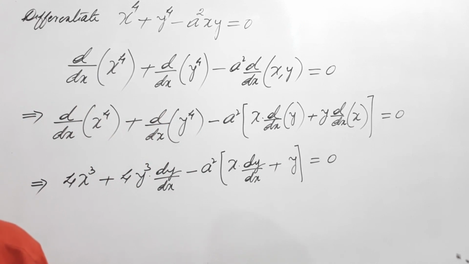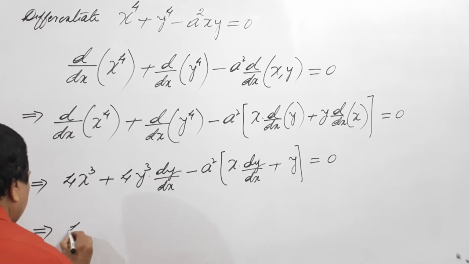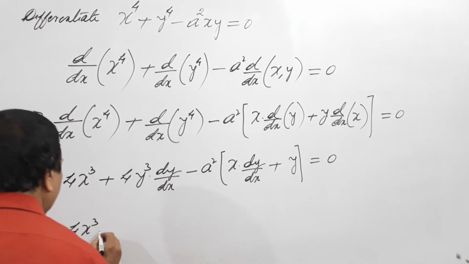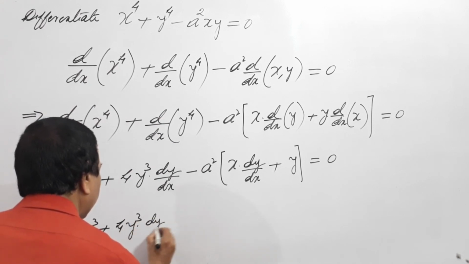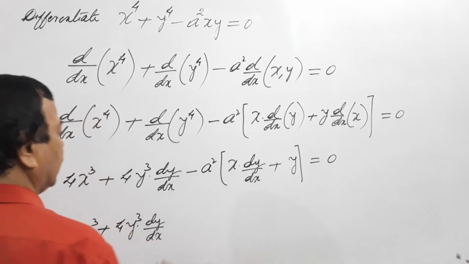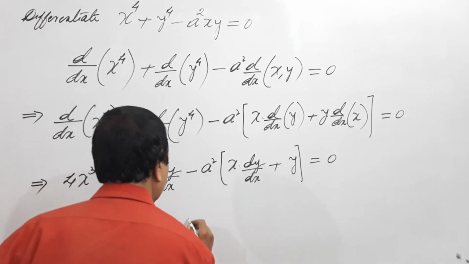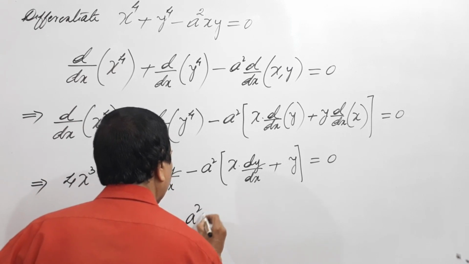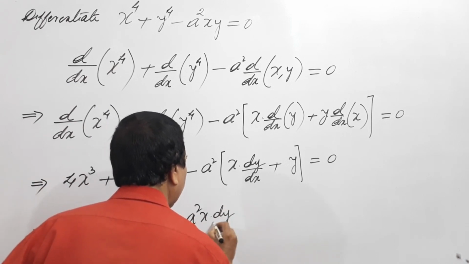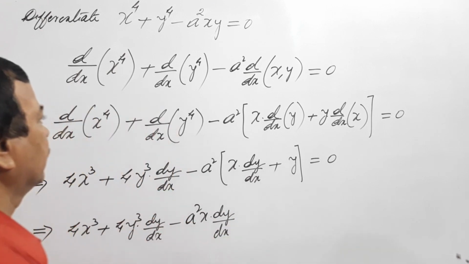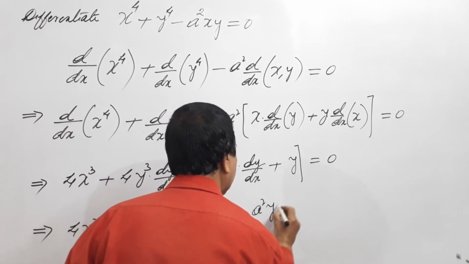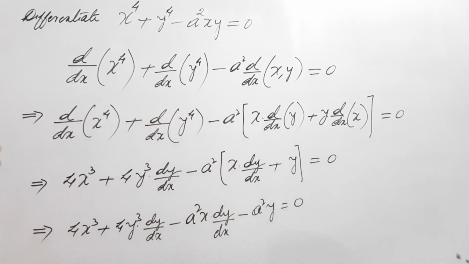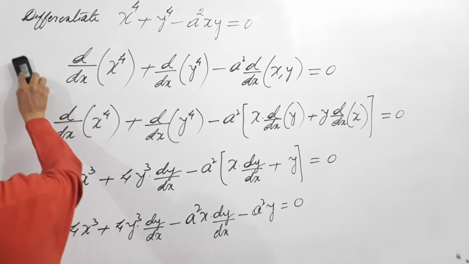So next step, that is 4x cube plus 4y cube into dy by dx minus a square x into dy by dx again minus a square y equals to 0. I'll rub this.